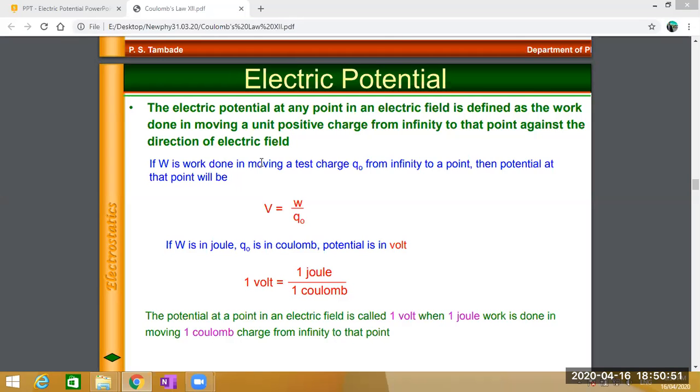Now, the potential at a point in an electric field is called 1 volt, that I have already described, when 1 joule of work is done in moving 1 coulomb of charge from infinity to that point. So this was all about electric potential. I don't need to explain much more in this regard because you have already gone through it in class 10. So now we will treat it in a little bit different way. We will use another mathematical method, the integral method, to evaluate electric potential.